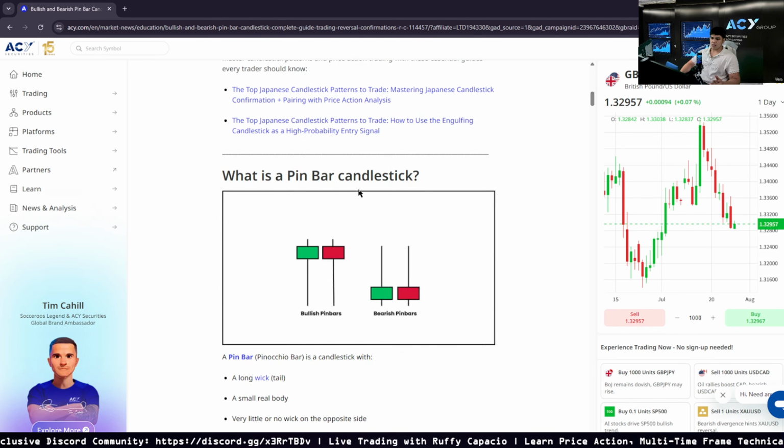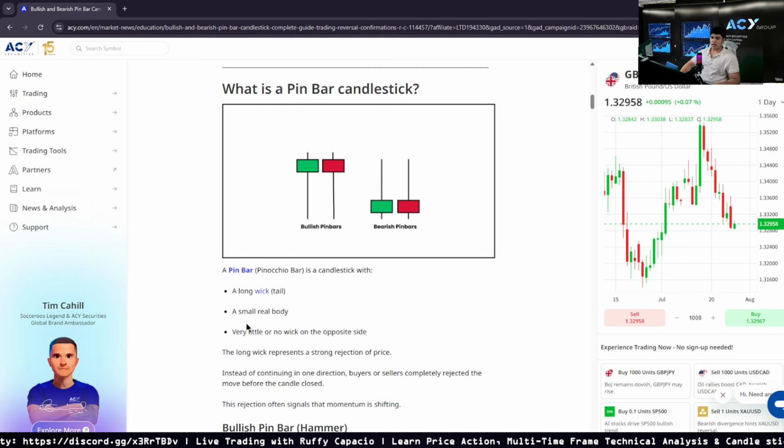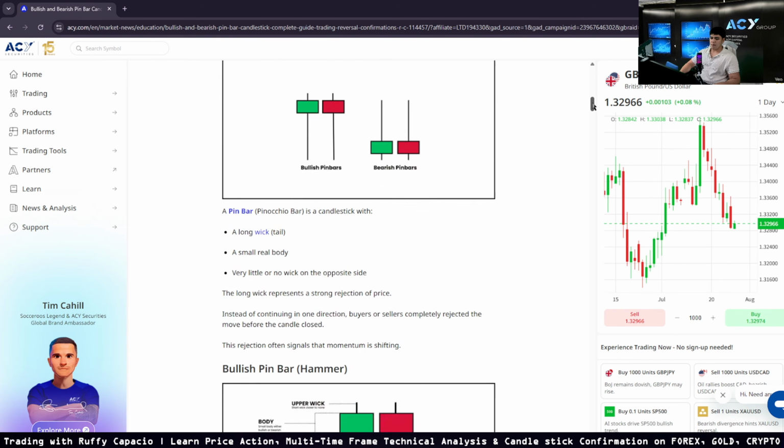Now, as you can see, what is a pin bar? A pin bar, or Pinocchio bar, is a candlestick with a long wick, or tail, and a small real body. As you can see, there is a small body and a long wick. That is automatically considered a pin bar. But there are two types of pin bar.